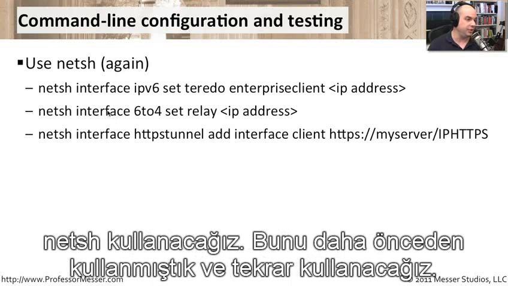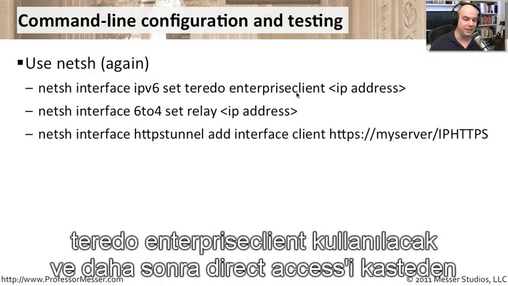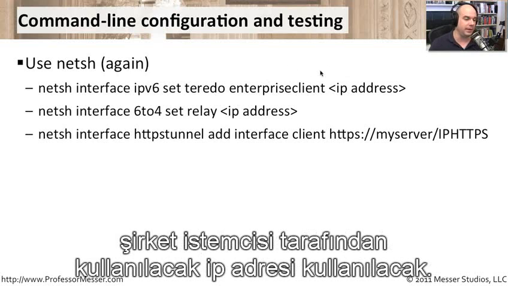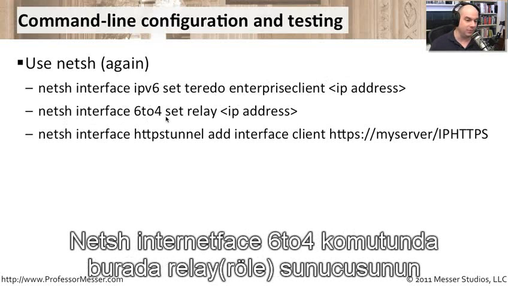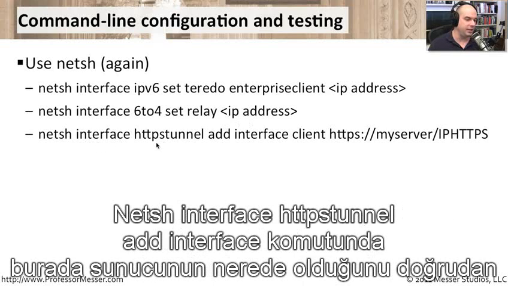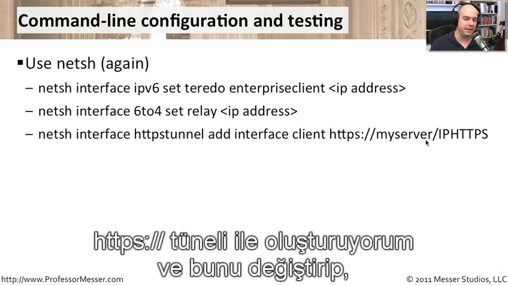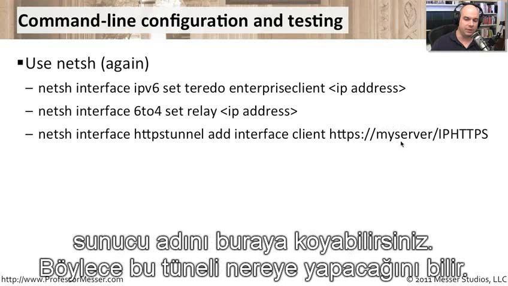So we're going to use NetSH. We've used that in the past, so we're going to use it again. The NetSH interface commands would be related to IPv6, where we're setting Teredo Enterprise Client and an IP address that would be used by the enterprise client, referring to direct access. The NetSH interface 6to4, where we would set the IP address of the relay server. Remember, with 6to4, we need that relay server there. And NetSH interface httpstunnel, add an interface and point directly to where the server is located to build that IP-HTTPS tunnel, and you would put the server name in right here, and it would know where to go to build that tunnel.